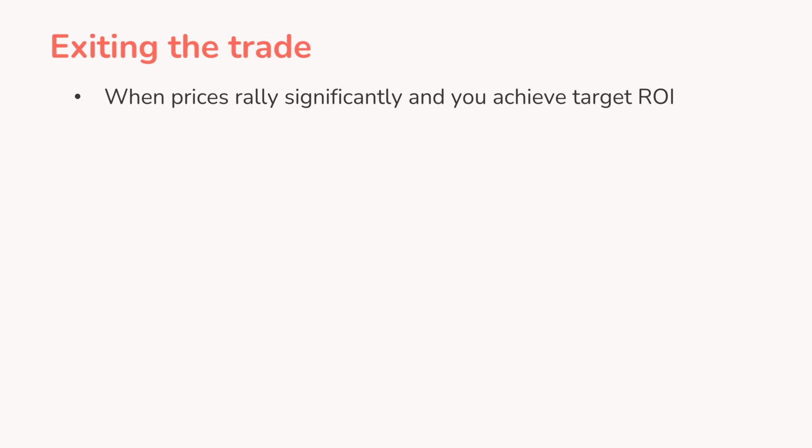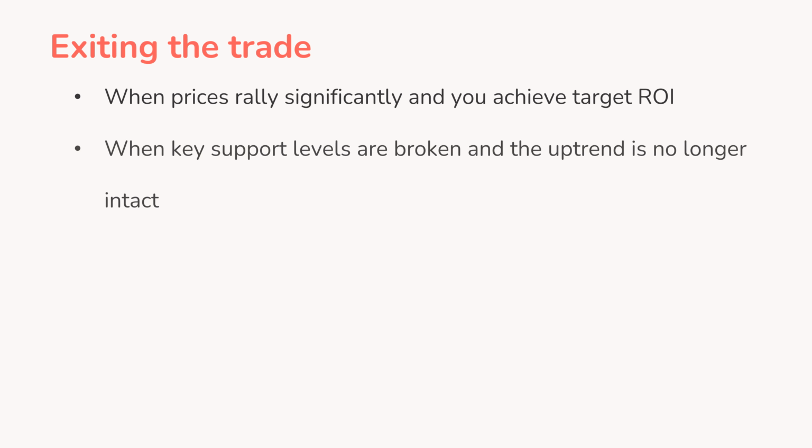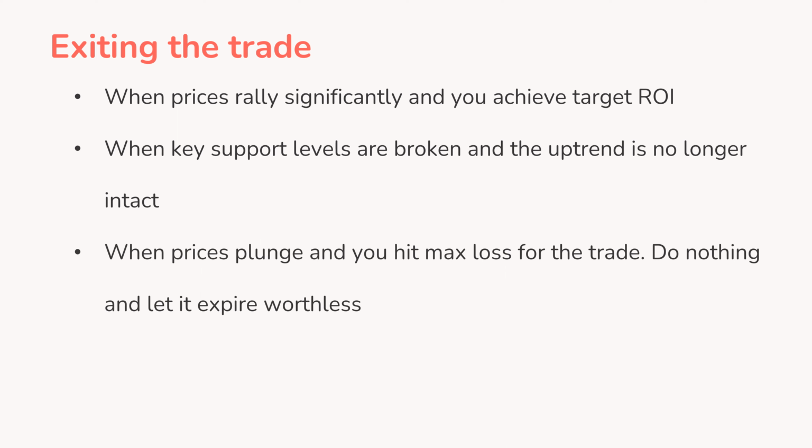When it comes to exiting the deep out of the money call, if prices rally significantly and you achieve the target ROI, you can always exit the trade for a sweet profit. And as I have mentioned earlier, if the uptrend is no longer intact and key support levels are broken, I will exit the trade even though I have not hit my max loss yet. And last but not least, if prices plunge significantly, I will usually just let the option run its course to expire worthless, and that usually is just the max loss I initially set out for the trade. So I'm perfectly okay with that.